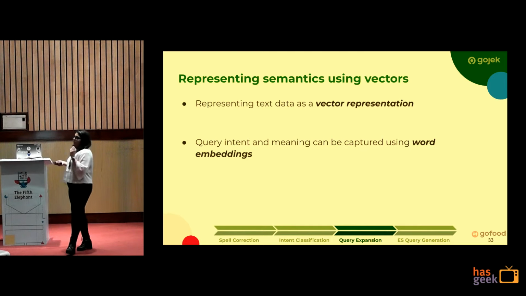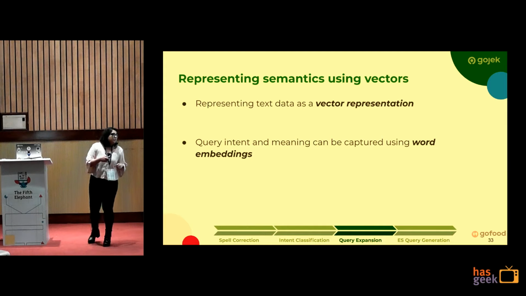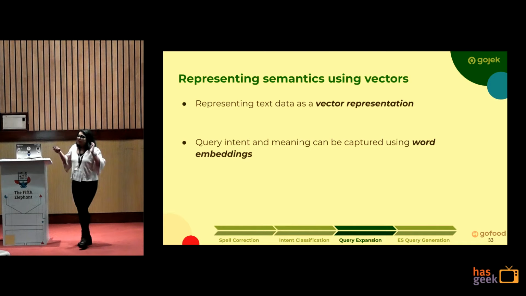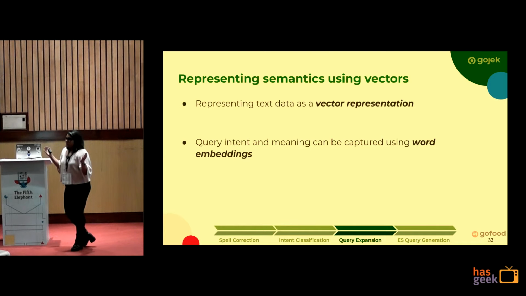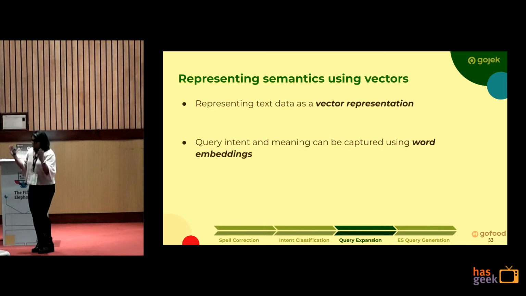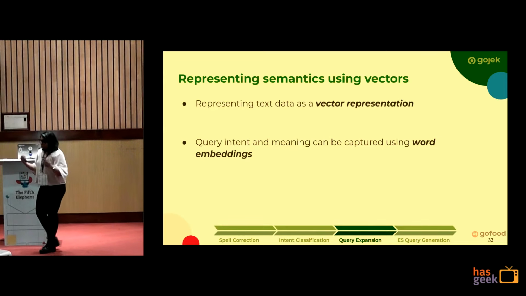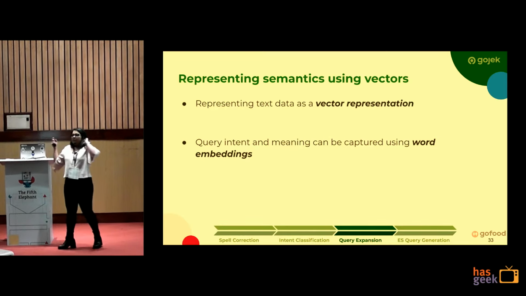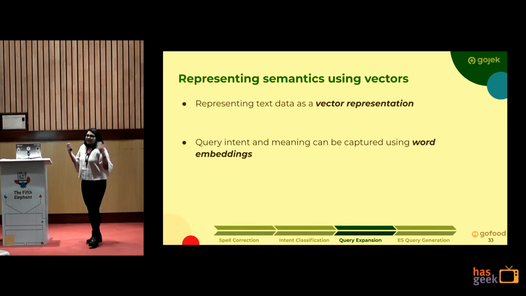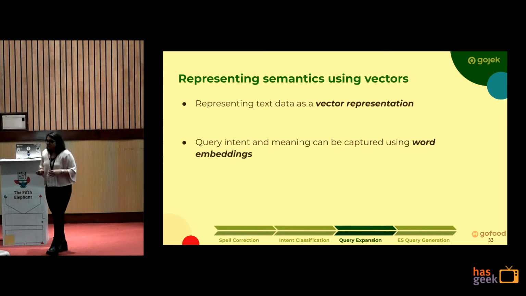So one way we found to do this was to build word embeddings. Word embeddings are essentially an encoded way where the vector is a much smaller vector compared to the size of the vocabulary, and the distance between vectors is somehow related to the semantic relationship between the vectors itself.